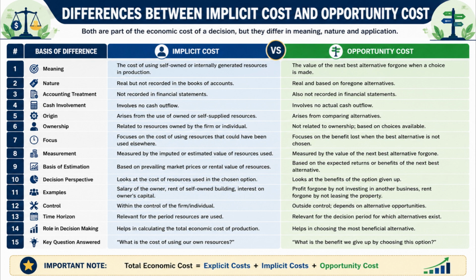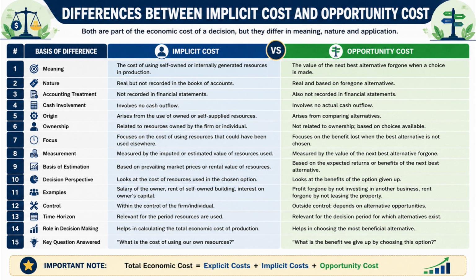Number 12. Implicit cost is largely within the control of the business because it relates to owned resources, whereas opportunity cost depends on external alternatives available in the market. Number 13. Implicit cost is associated with the period during which resources are utilized, whereas opportunity cost is associated with the decision period during which alternative choices exist.